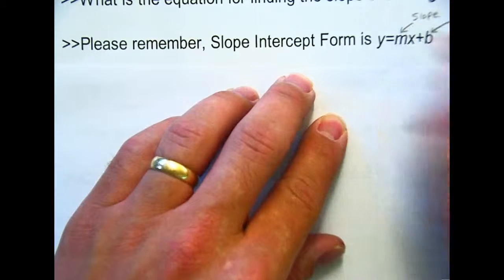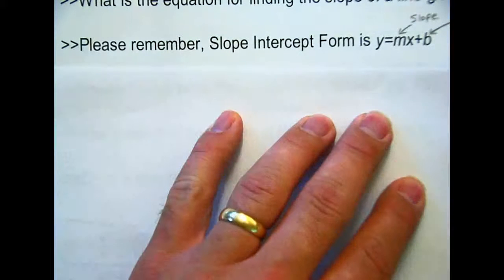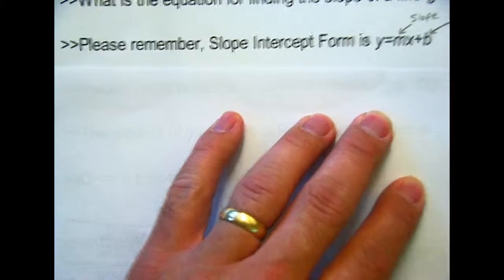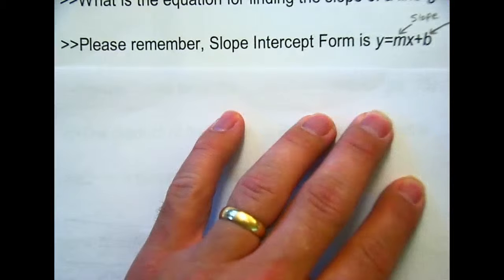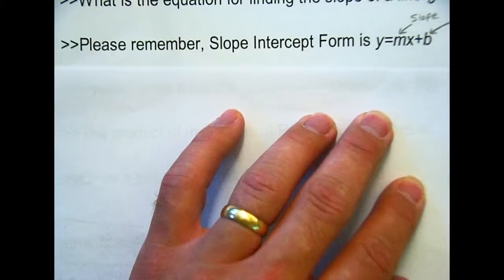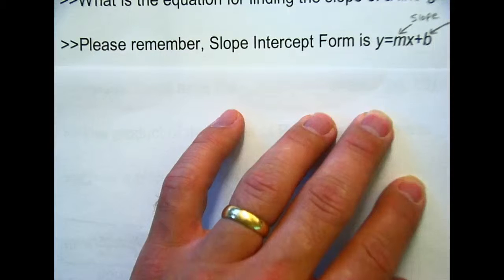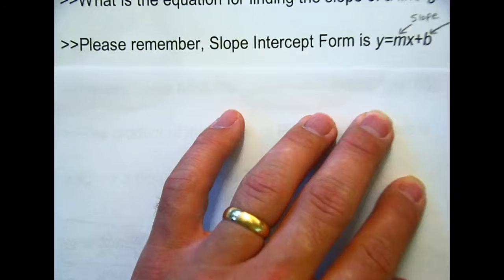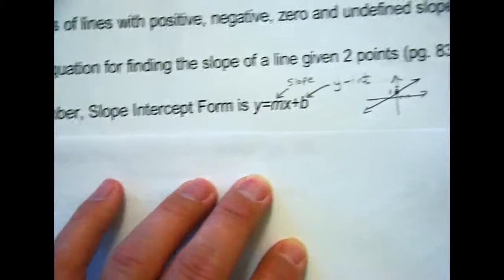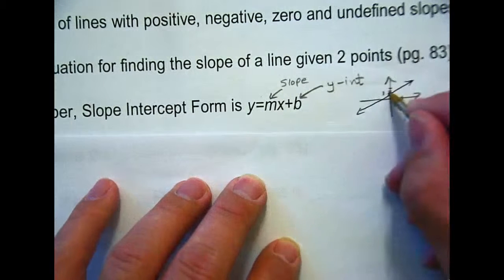Where the line crosses the y-axis. Okay, so it's where the line crosses the y-axis. Right there. That would be my y-intercept. So if I knew my equation had a y-intercept of, say, 1 and a slope of, say, 2/3, that would mean I'd rise 2, and then I'd run over 3. Okay, there's the y-intercept.